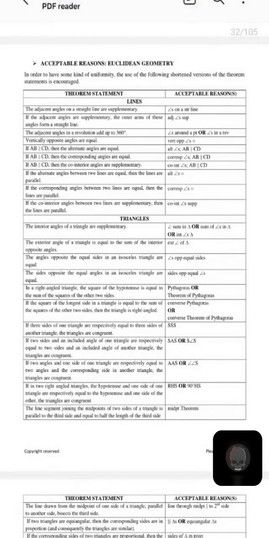My question is, what are you obsessed with? Me, I'm obsessed with this document. Look at this document. There at the top, it says the adjacent angles on a straight line are supplementary. So as a grade 10 learner, you are safe when you use angles on a straight line. That's what we use, guys.